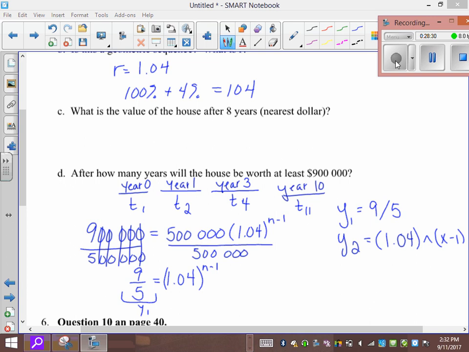Then you're going to go bracket, bracket, 1.04, close bracket. Close the bracket, to the exponent. Open bracket, X minus 1. How do I put x? Oh. X minus 1, close bracket.